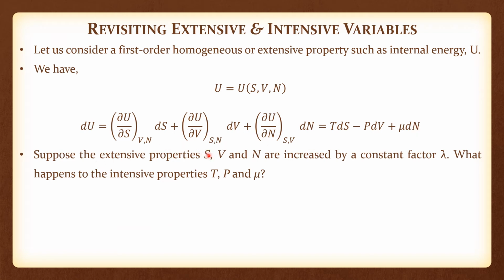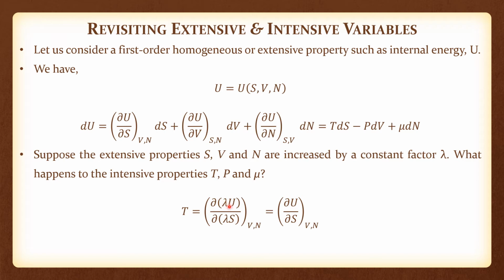Suppose the extensive properties S, V, and N are increased by a constant factor lambda. Now, before we apply that relationship that we derived in the previous slide, I want to ask a question. What happens to these intensive properties T, P, and mu? In other words, the quantity that was in the partial derivative, ∂f(λx1, λx2, λx3) with respect to ∂(λxi). So what happens to those intensive properties?